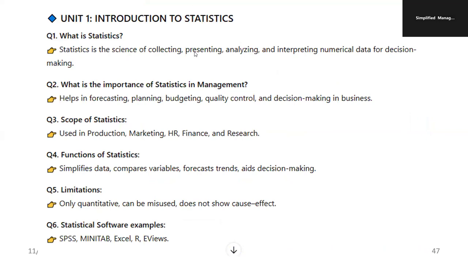Coming to the first unit, that is Introduction to Statistics. You may feel very comfortable if you go through it, and you will get a whole idea about the subject in a simple and easy way. What is statistics? Statistics is a science of collecting, presenting, analyzing, and interpreting the numerical data, and it helps in business decision making.